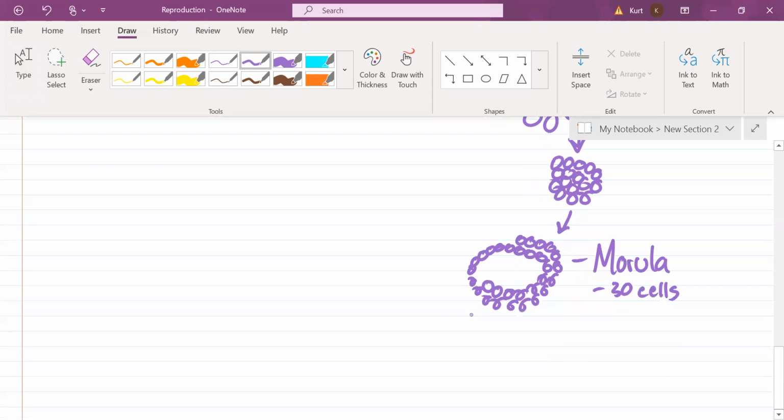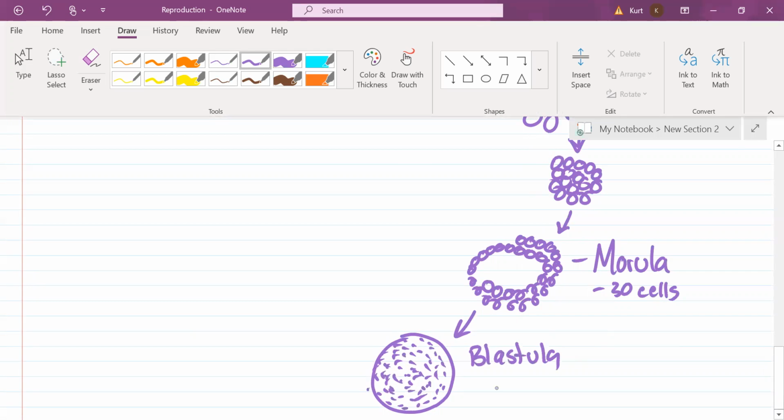And then continue this. I'm going to draw another big ball of cells. Every little dot is going to be a cell. So just work with me on this one, guys. Just use your imagination because I don't want to take up all of your time. This is going to be a blastula, and that's going to be 100 cells. And these are all made of stem cells.